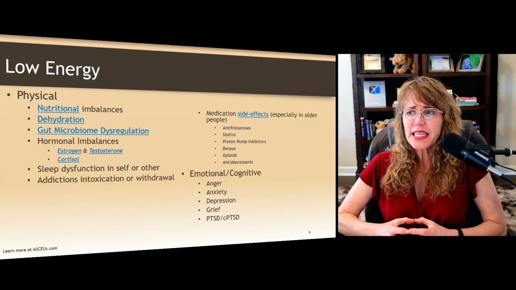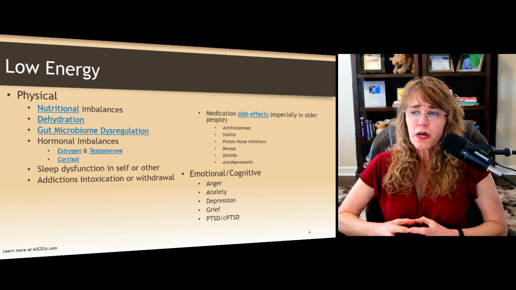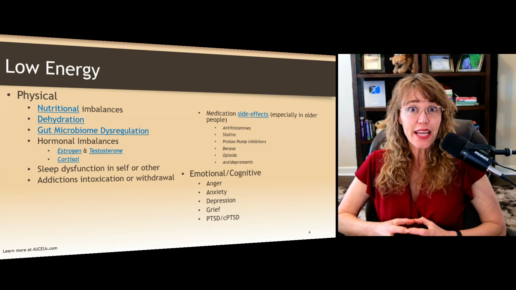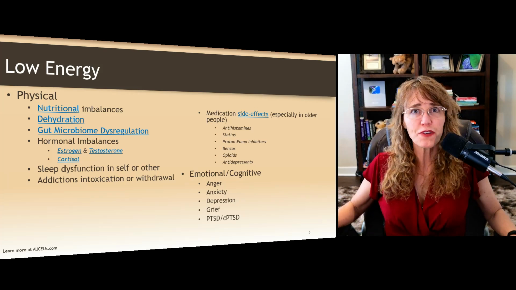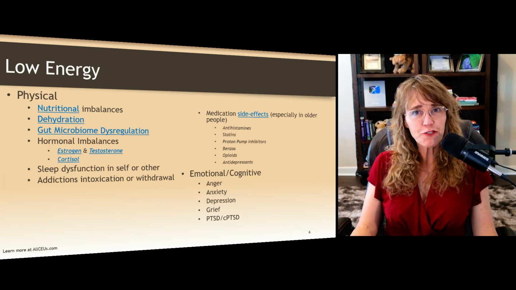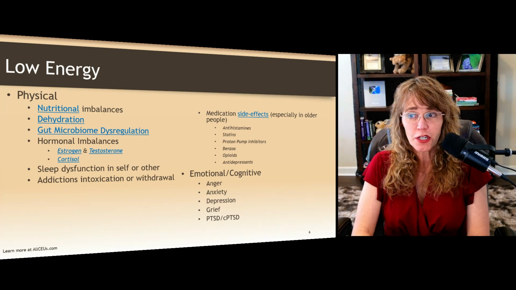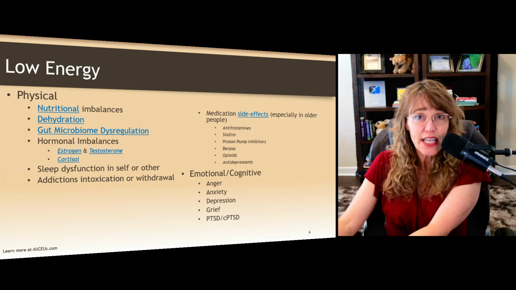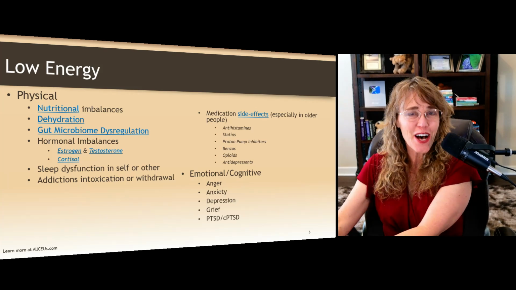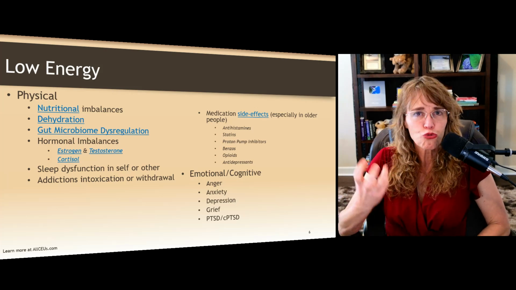And people with PTSD and CPTSD are also often plagued by low energy because they can't relax. They're hypervigilant. They don't feel safe. Core features of trauma: feeling unsafe and disempowered. Core features of PTSD and CPTSD: continuing to feel unsafe and disempowered, which makes it hard to relax and will drain your energy.